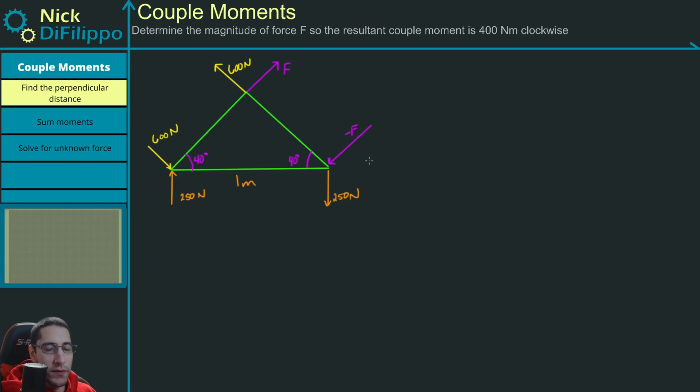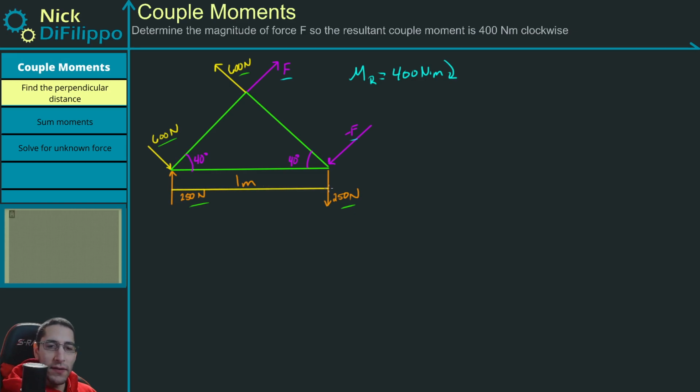In this problem, what I want to do is determine the magnitude of this force, F, so that the resultant couple moment is 400 Newton meters in this clockwise direction. So this is what I want my resultant moment to be. Now, if I observe this, I see that I have three different couples. I have the 600 Newton force couple, a 250 Newton force couple, and this minus F force couple. What I need to do with these couples is, if possible, determine the perpendicular distance.